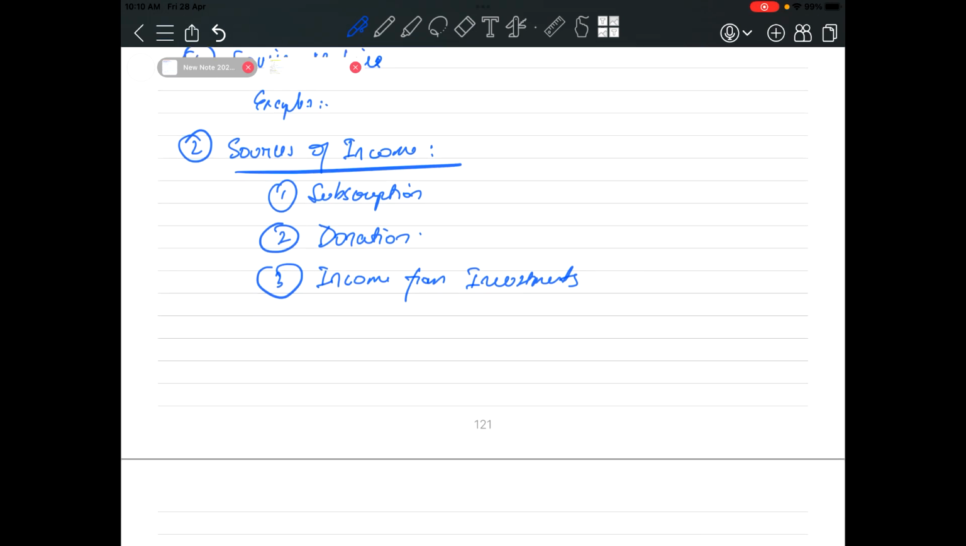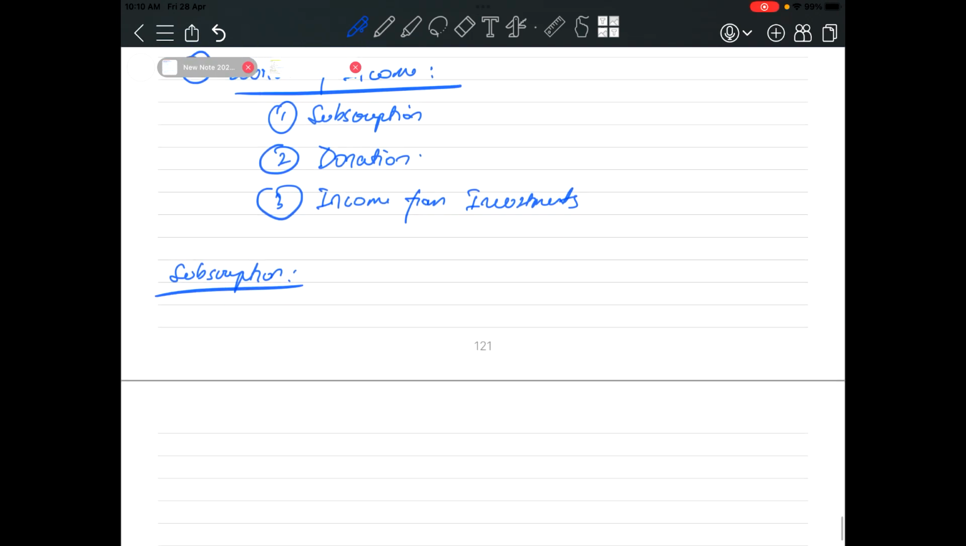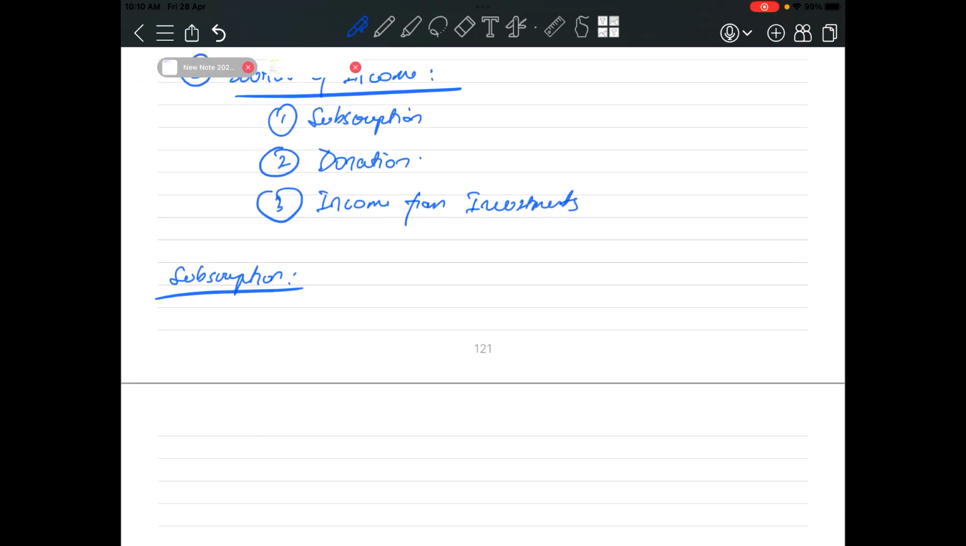Now what do you mean by subscription? In a not-for-profit organization there will be members. These members have to pay an annual membership fee to the organization every year. Annual means every year they have to pay a membership fee to the organization. That kind of membership fee is called subscription.